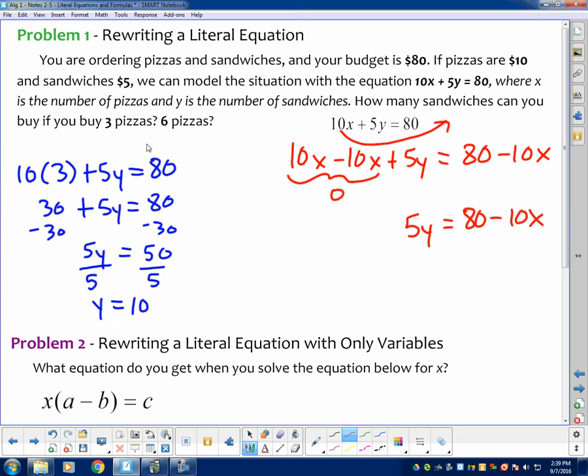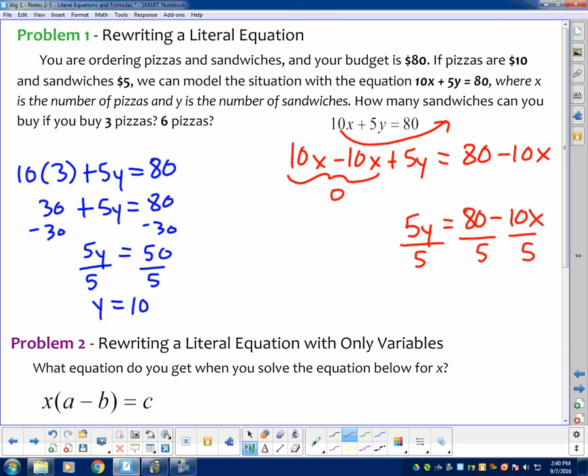So that gives us a negative 10x that we're subtracting, or subtracting 10x from each side. Then, second step, is get y by itself. So we're going to divide each side by 5. Now, this is different than using the inverse operations of addition and subtraction.